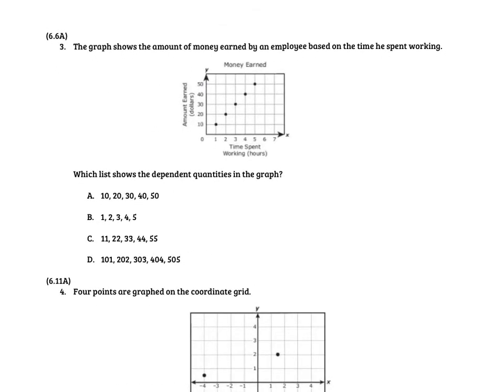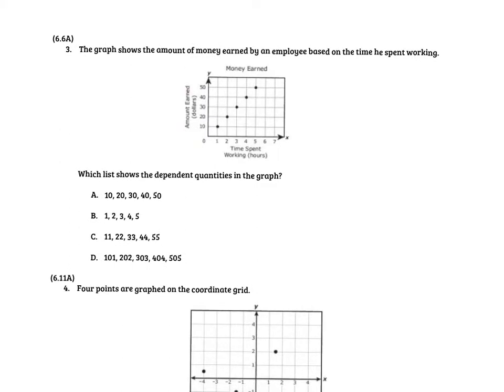Number 3. The graph shows the amount of money earned by an employee based on the time he spent working. Money earned. Amount earned, dollars. Time spent working, hours. Which list shows the dependent quantities in the graph?